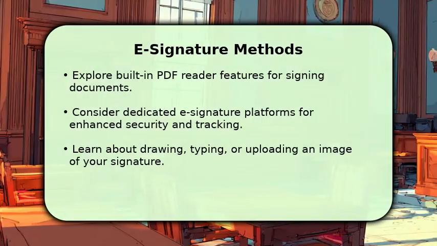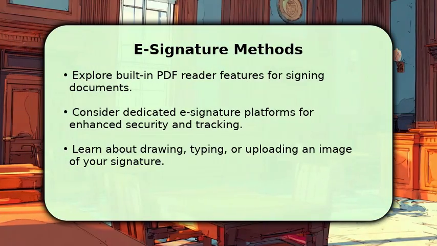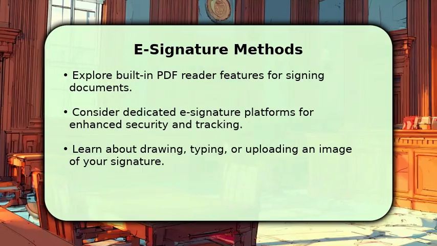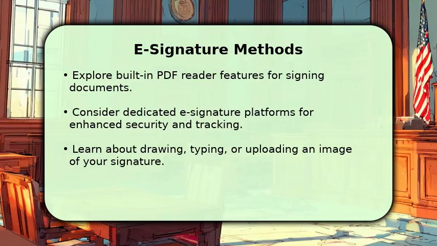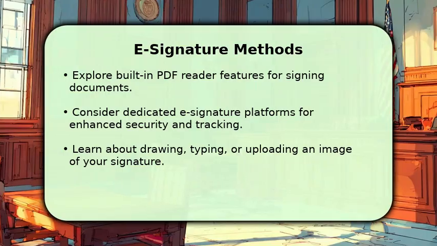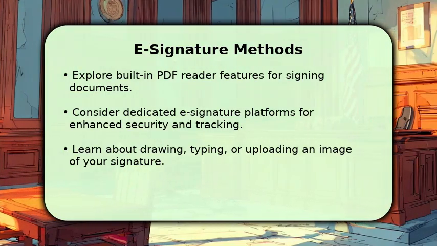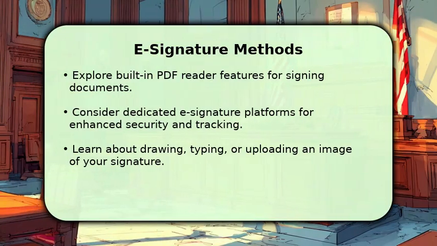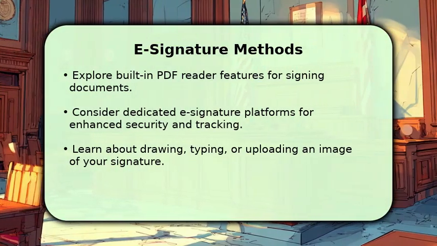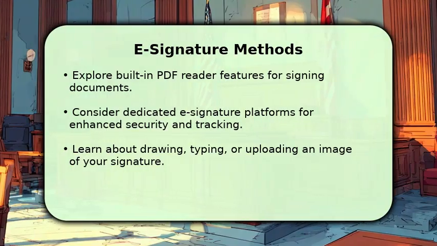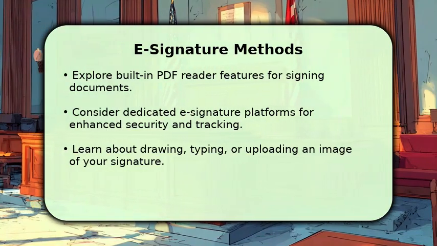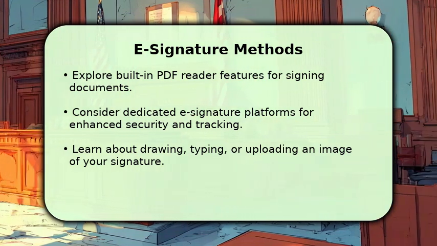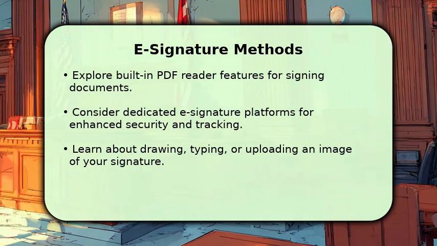Next, let's explore the various methods available for e-signing. You can often use built-in features in PDF readers like Adobe Acrobat Reader, which allows you to draw, type, or upload an image of your signature with just a few clicks. Alternatively, dedicated e-signature platforms such as DocuSign or HelloSign provide enhanced security, audit trails, and a more professional experience, especially for sensitive documents. Choose the method that best suits your comfort level and the employer's requirements.